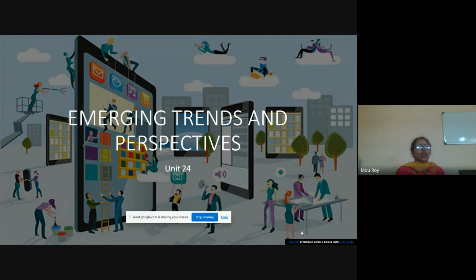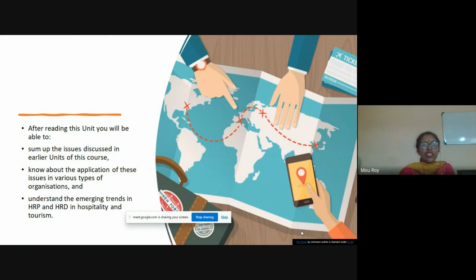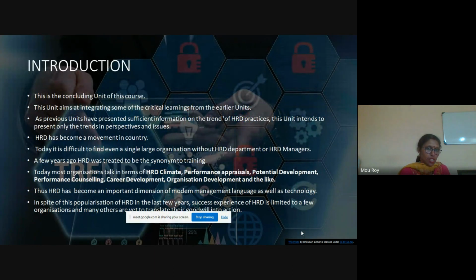Okay, so this is the last unit, unit 24, emerging trends and perspectives. After reading this unit, you should be able to sum up the issues discussed in the earlier units of this course, know about the application of these issues in various types of organizations, and understand the emerging trends in HRP and HRD, human resource personnel and human resource development, in the hospitality and tourism industry. This is the last unit, the emerging trends in human resources.